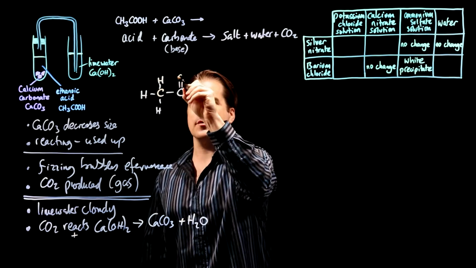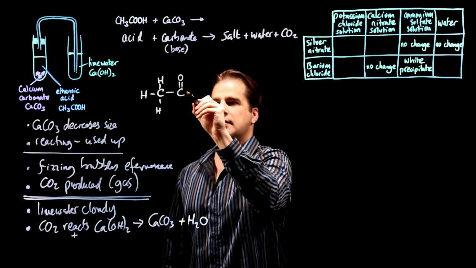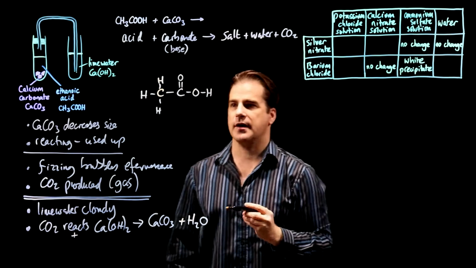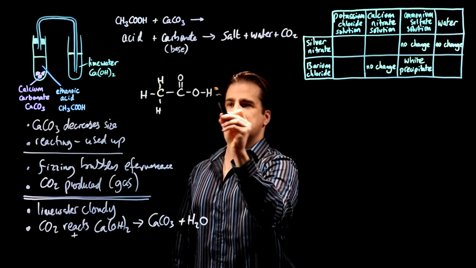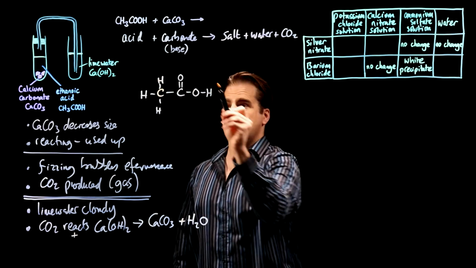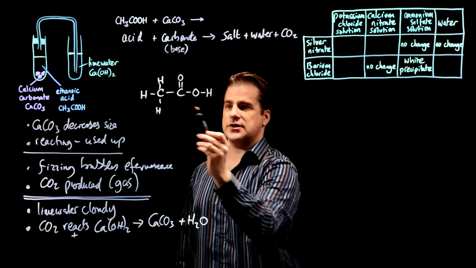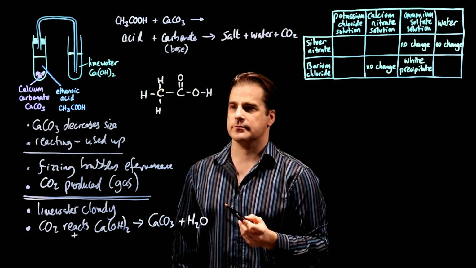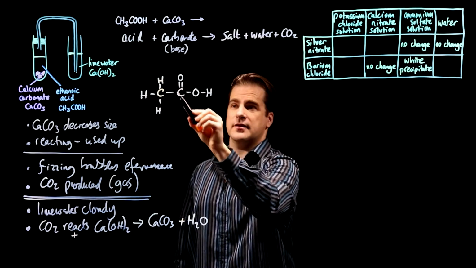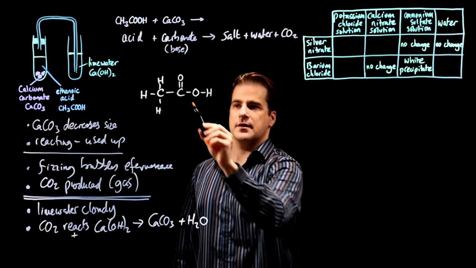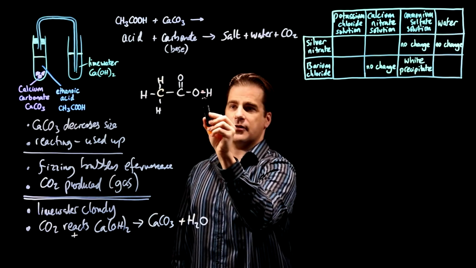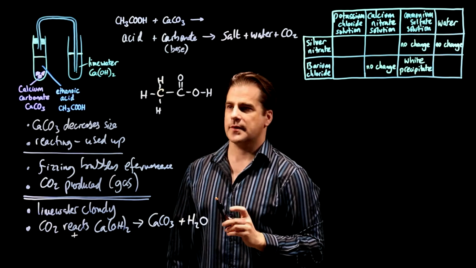So one of them is a double bond to an O. The other is a single bond to an O, which also has an H on it. Okay? That bit there is the COOH of that. And that's it. That's the full structure of ethanoic acid. You've just got to remember that carboxylic acids have that structure. Carbon double bonded to an oxygen, single bond to an oxygen, then a hydrogen on the other oxygen. Okay.